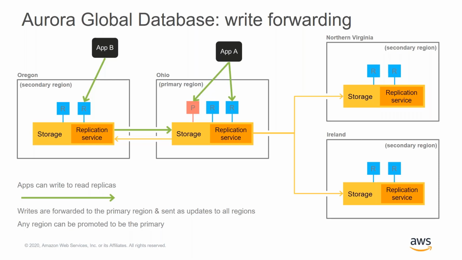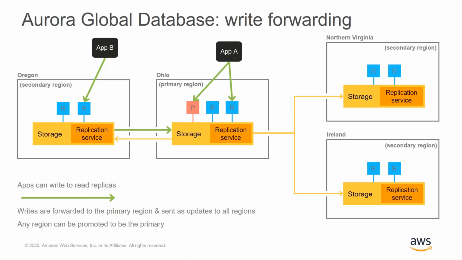And in this scenario, for the replicas in Northern Virginia and Ireland, we don't really have a need to write to those. We could enable that, but in this scenario, we're just reading from them. They are just low latency global replicas on the other side of the world from our primary region here in Ohio. However, in Oregon, we do occasionally need to write, and we're looking at what we're calling App B here, which is writing to one of the readers.